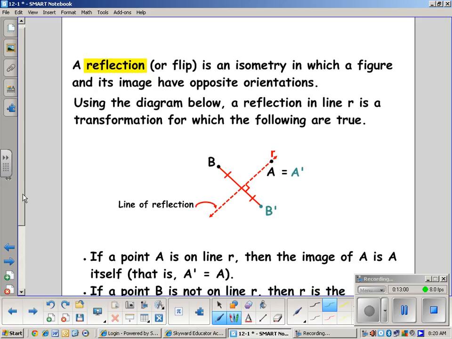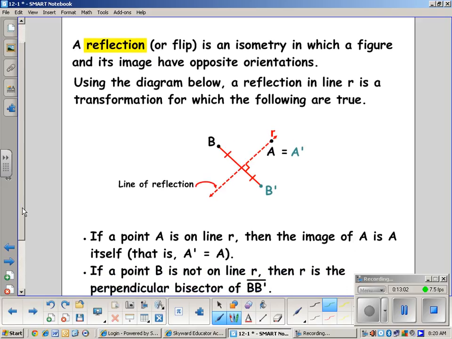Okay, reflection. Or flip. I never call it a flip. I might say a reflection flips an image over a line. But here's some very specific facts about reflections. I'm going to pause this so that we don't record all this airtime, and then we'll get it all copied down, then we'll go back through it.